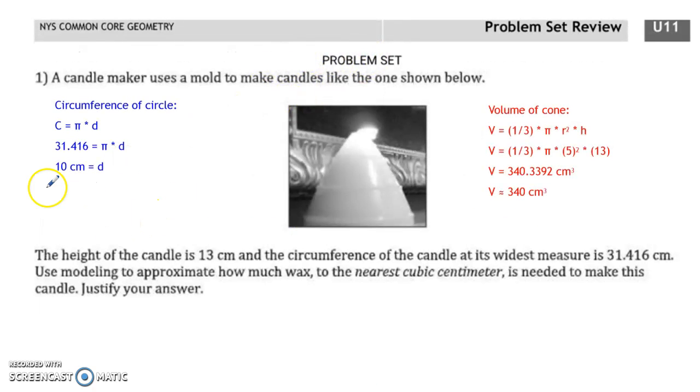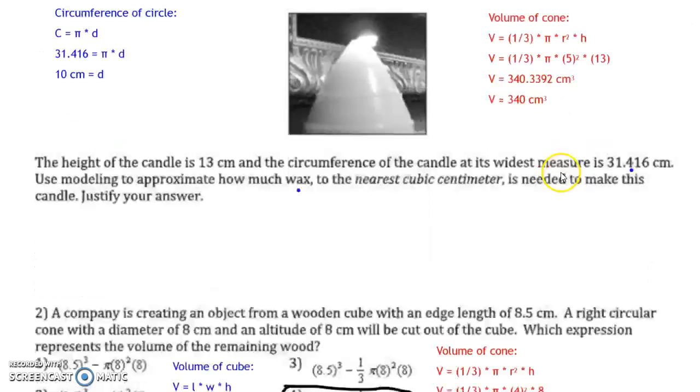The problem set for lesson number 3 asks us to figure out what's going on with the amount of wax. In other words, the volume for the wax. The first thing that they gave us is the circumference, and the circumference is equal to pi times diameter, which means that back-solving to get diameter is equal to 10. Then I use my volume formula for a cone, keeping in mind that the radius here should be 5, not 10, because radius is half of the diameter.